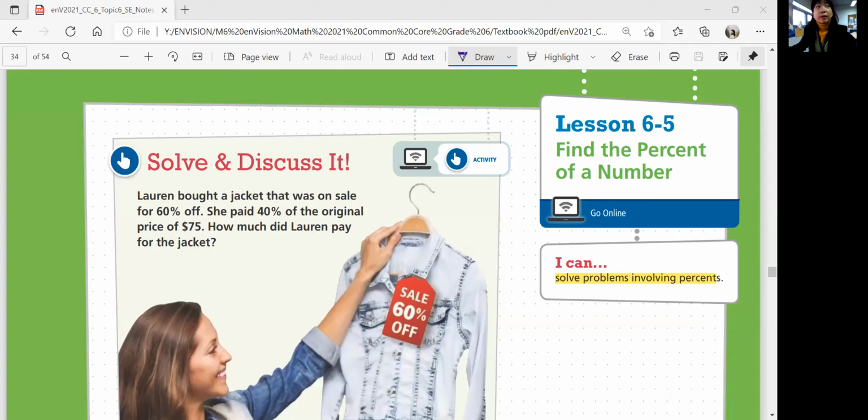Guys, this is Math 6, Lesson 6-5. Find the percent of a number. In this lesson, we'll be able to solve problems involving percents. Let's look at solve and discuss it.